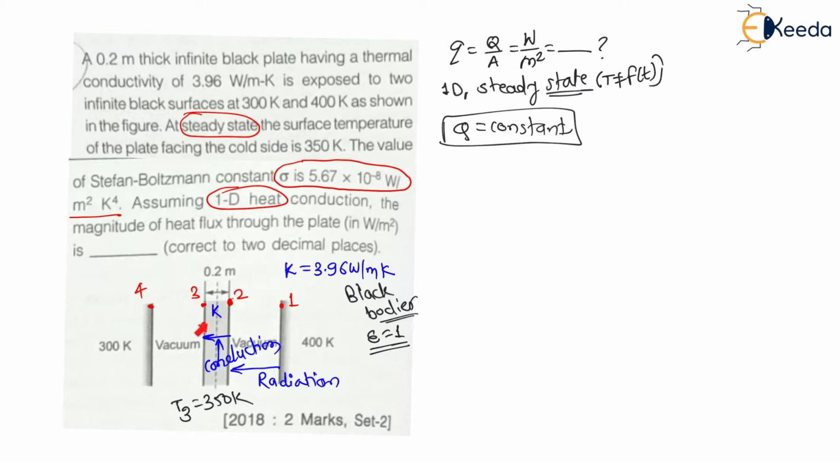Then from 3 to 4, again there is a perfect vacuum. Therefore between 3 to 4, again there will be a radiation heat transfer, right? And my dear students, here the heat transfer between 1 to 2 is equal to heat transfer between 2 to 3 is equal to heat transfer between 3 to 4.